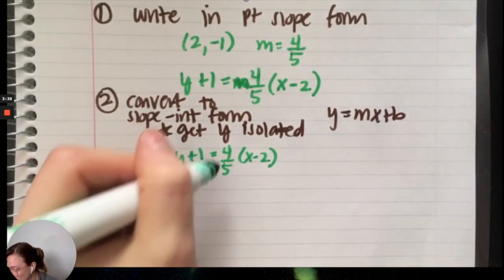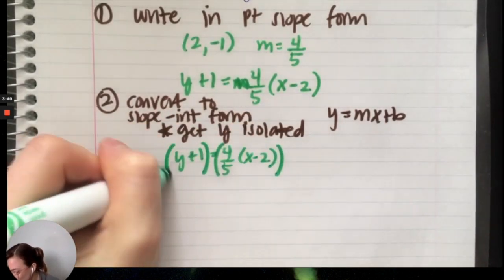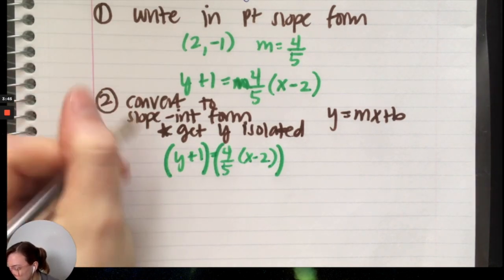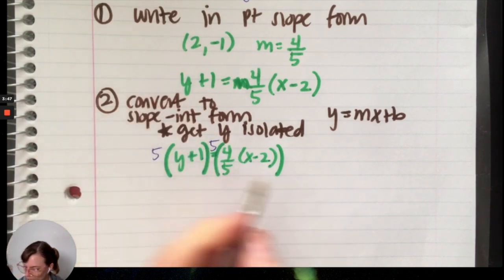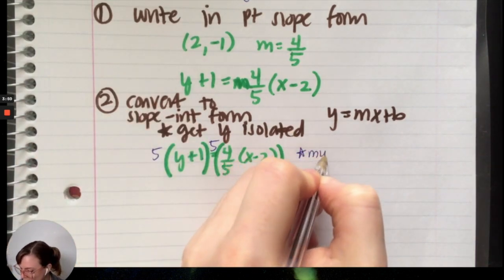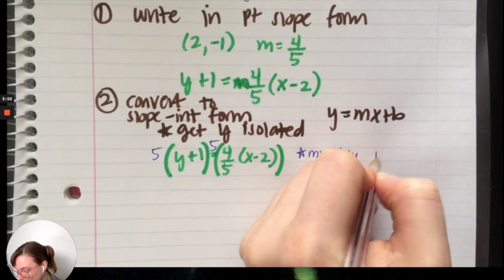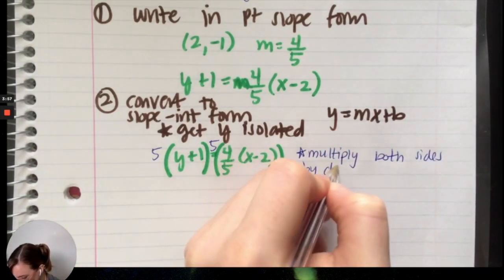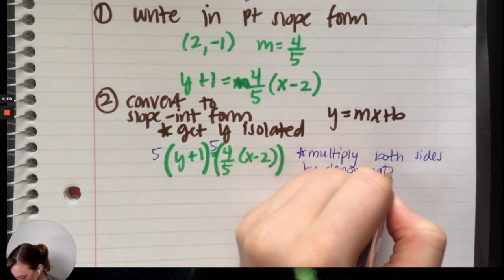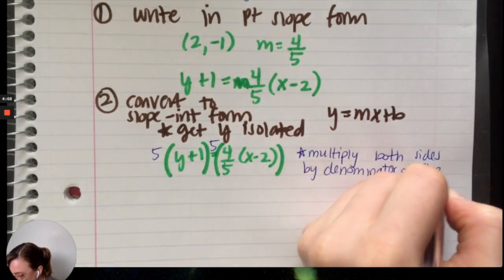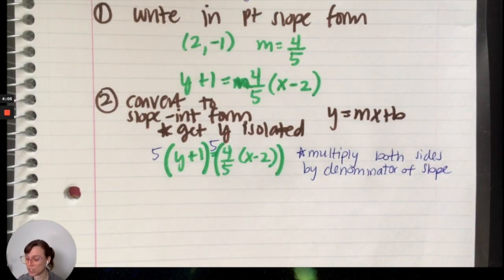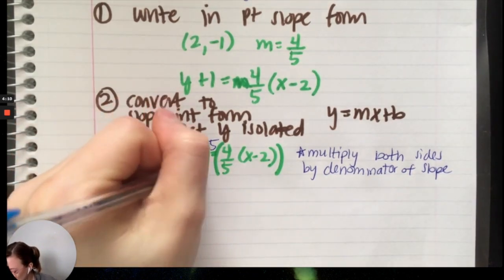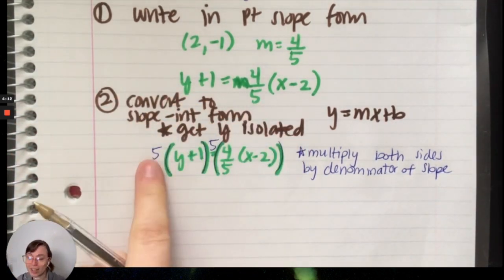But I'm going to actually multiply both sides, I'll use some blue, by 5. I'm going to multiply both sides by the denominator of the slope. So the denominator of my slope is 5. Now notice that I drew these parentheses as well. So I can distribute this 5.